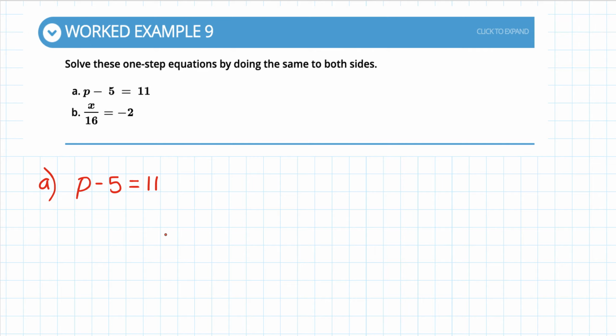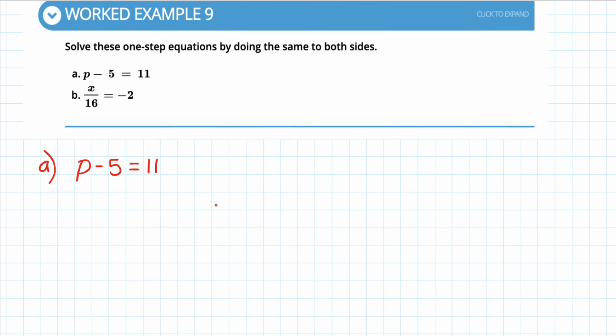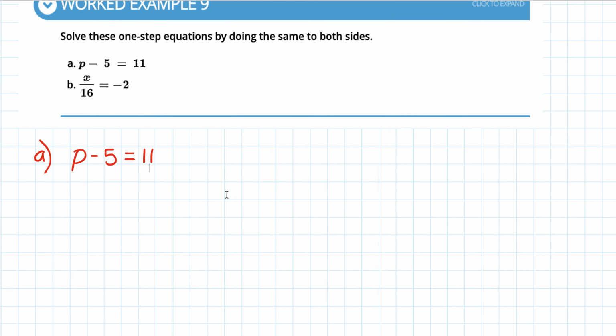I know that you can work this by inspection, just by working it out in your head, but the question says solve these one-step equations by doing the same on both sides. Doing the same on both sides means inverse operations. Remember that when we're solving equations, we have to use BODMAS backwards. So addition and subtraction is the first step that I have to take care of, then multiplication and division, then indices, and lastly brackets.